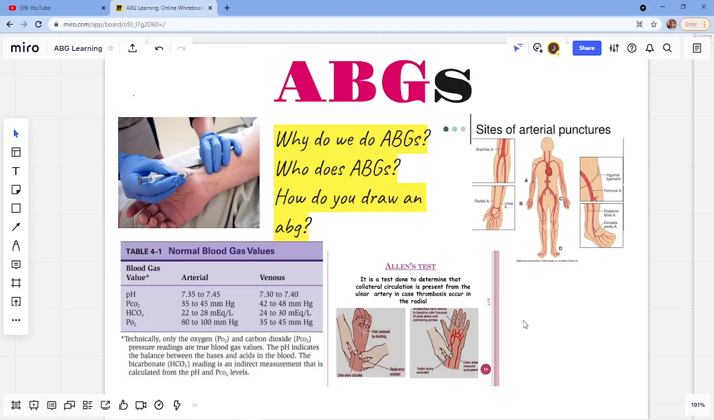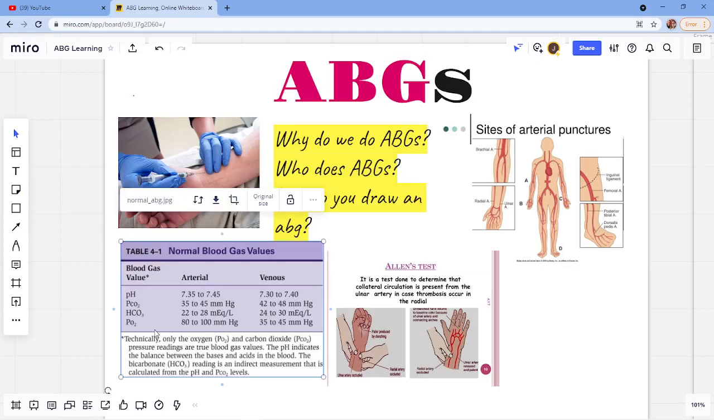Once an ABG is drawn, it's sent down to the lab on ice. Ice is used to preserve the specimen to prevent any more cell metabolism from occurring. So you're going to send it down to the lab, the lab is going to process it, and it's resulted rather quickly. It's actually important that it's resulted. And you're going to see some values here.